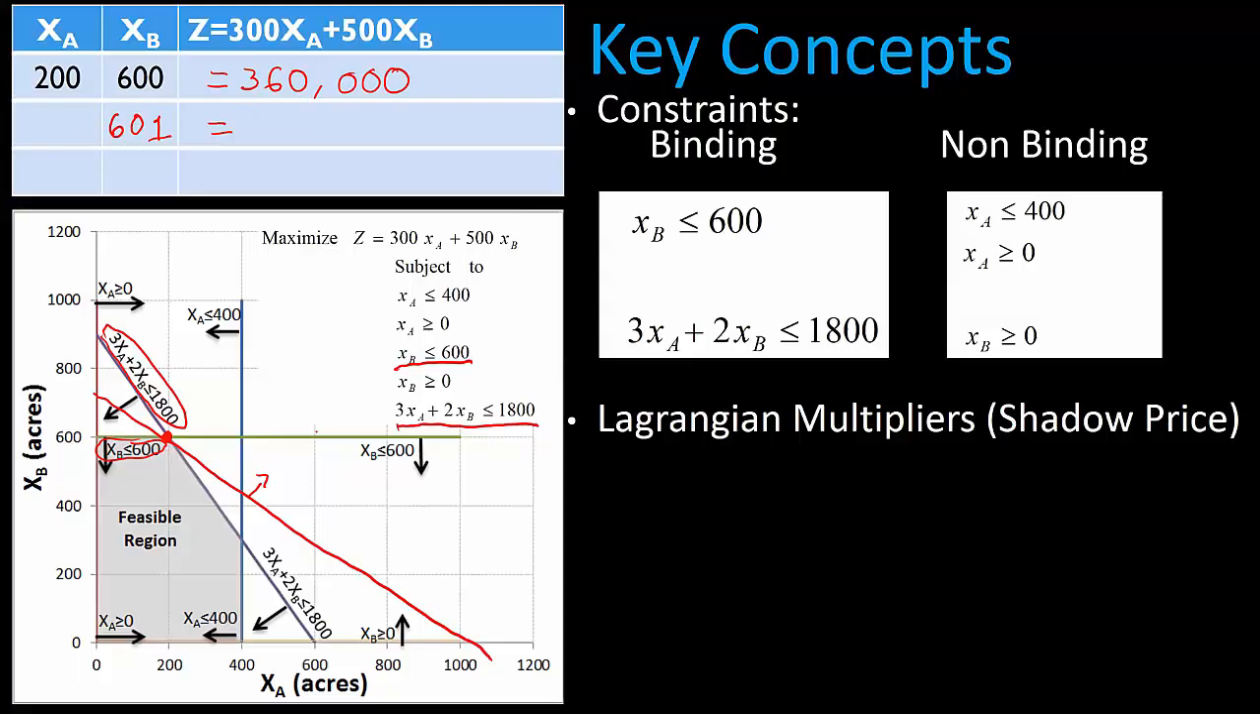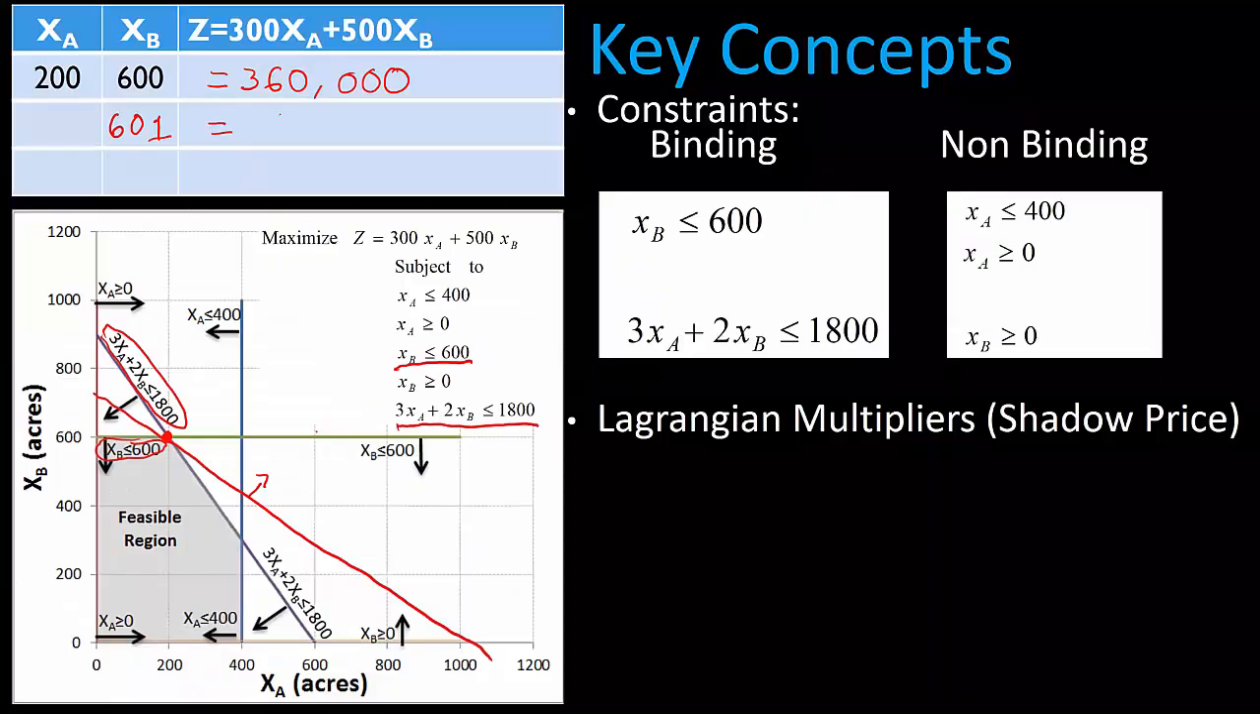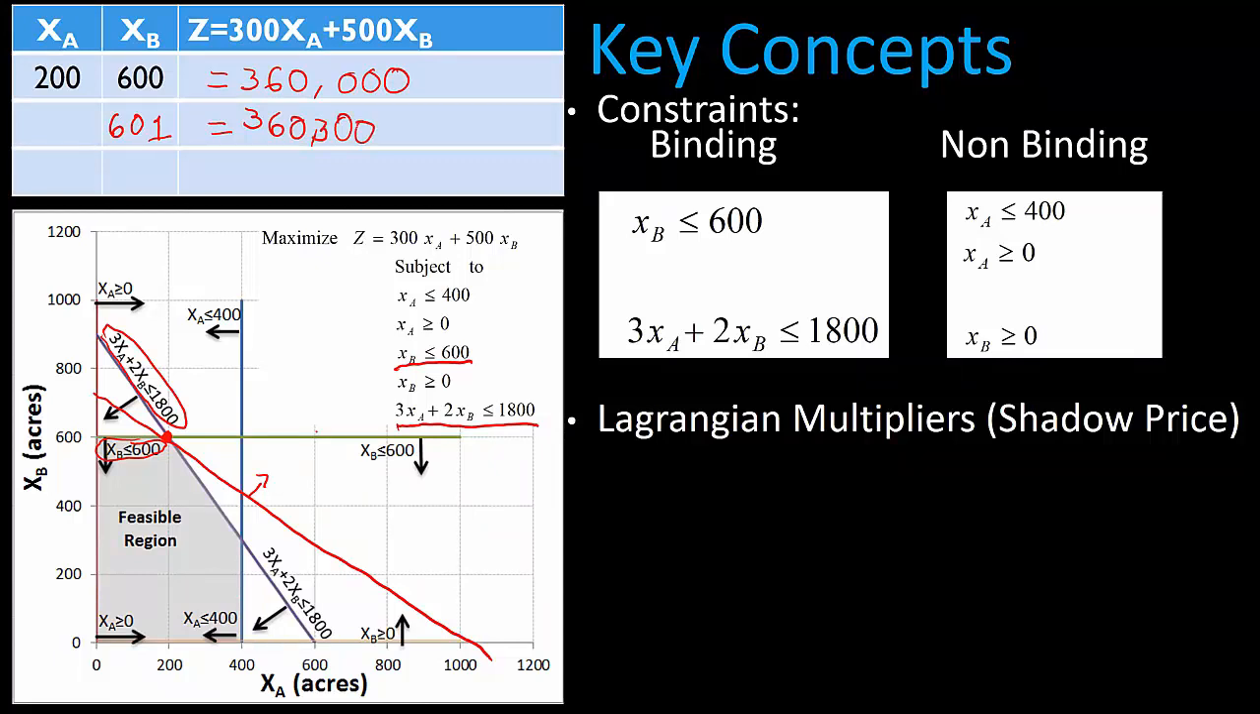So let's actually go here, and rather than having 600, we're going to have in our objective function 601. I think we have, this should be 300 and this should be 500. So we went to our original solution and then we solve it. The value that we have now is 360,300. This is 360,000. Up, sorry, 300.